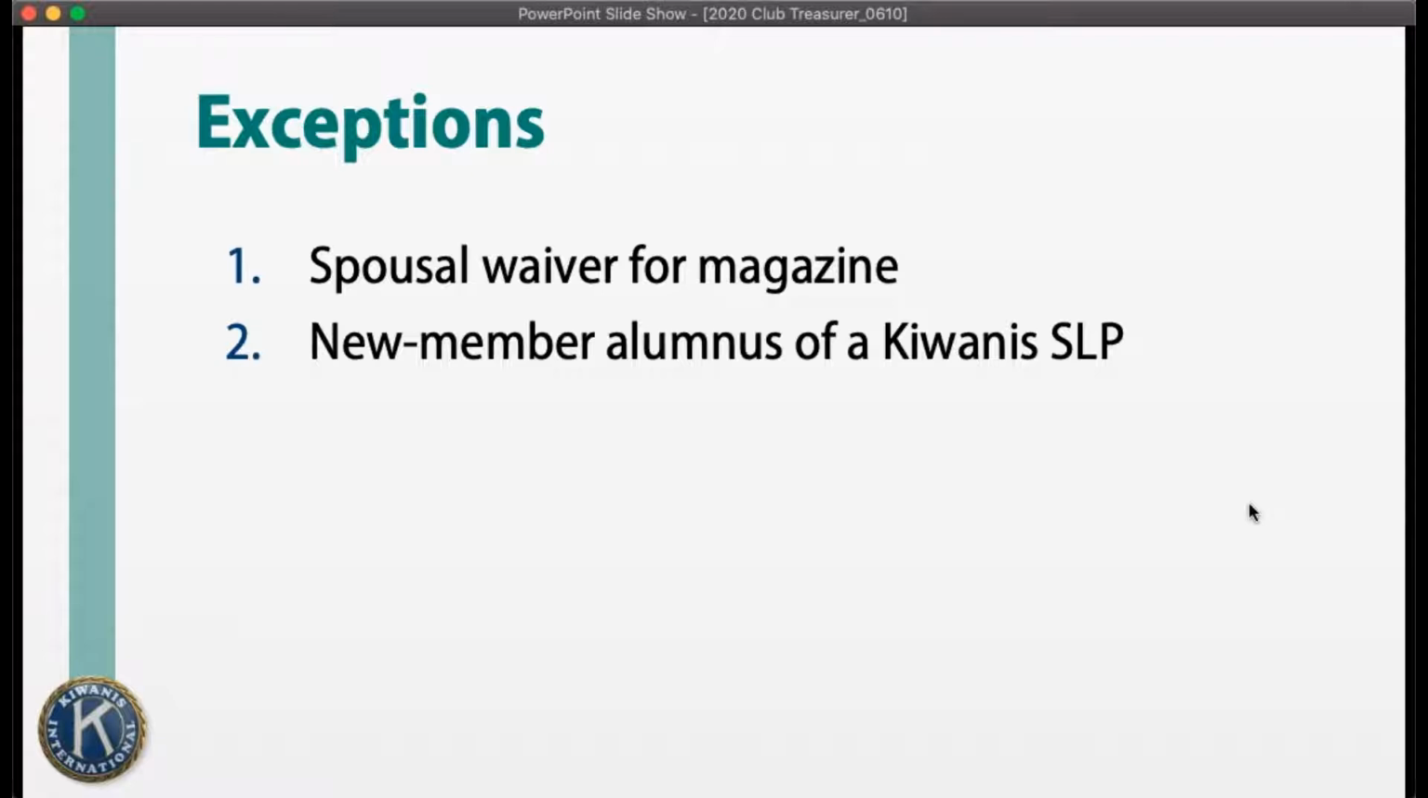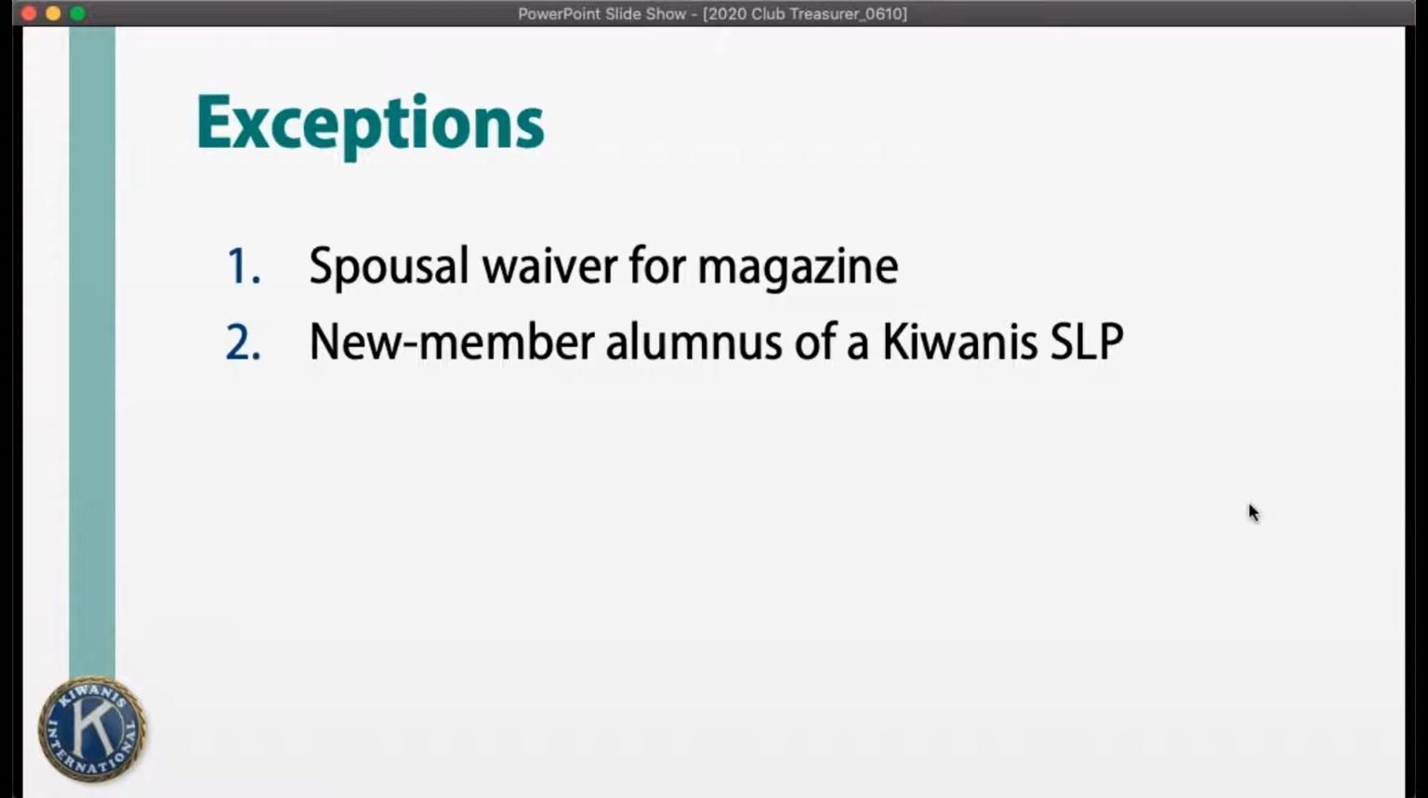In order to receive this benefit, you do need to contact Kiwanis International's member services team to have it reflect appropriately. The other exception is for new member alumnus of Kiwanis SLP programs. If a new member is an alumnus of a service leadership program, the club should not charge that member Kiwanis International dues for 2 years after joining their first club. This does not mean every time you join a new club, you can take advantage of this discount. It is the first time you join a Kiwanis club.